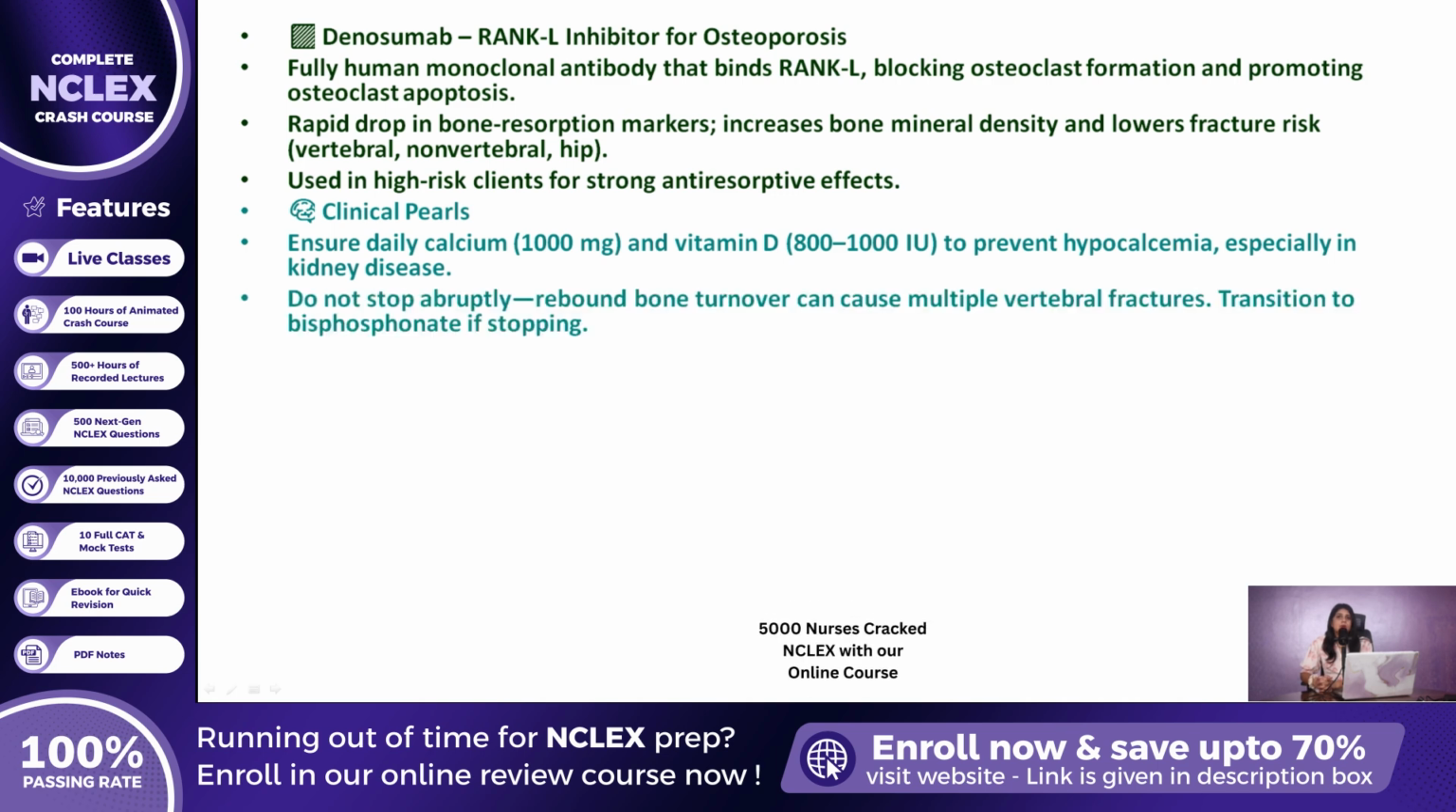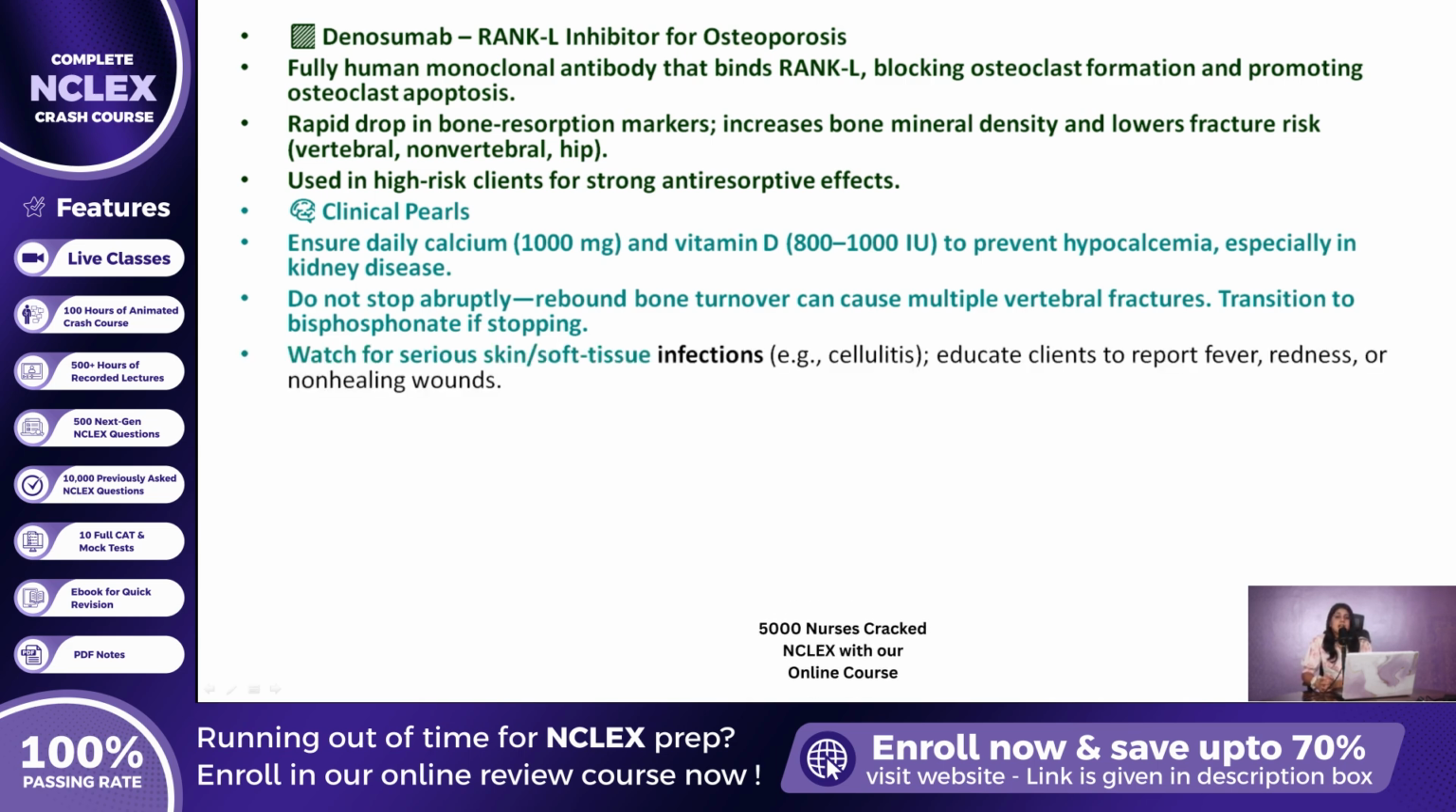Suddenly stopping denosumab can provoke a rebound increase in bone turnover, measured by a surge in N-terminal telopeptide levels, and lead to multiple vertebral fractures within months. Transitioning to a bisphosphonate such as alendronate or zoledronic acid mitigates this risk. Rare but serious skin and soft tissue infections, including cellulitis, have been reported, so advising clients to report fever, erythema, or non-healing wounds promptly is key to catching complications early.